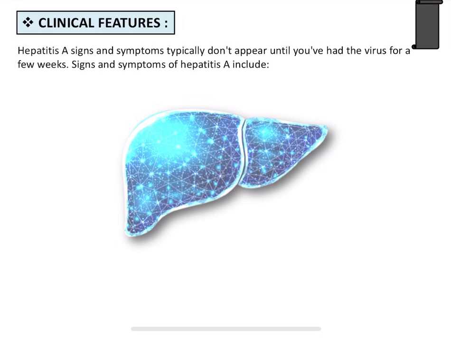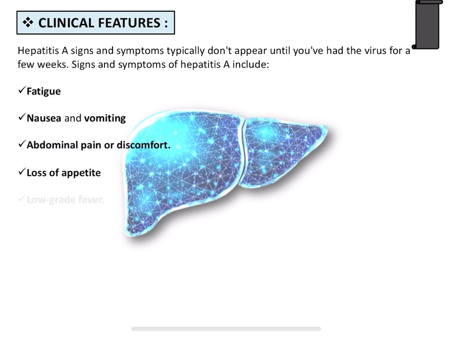What are the clinical features of hepatitis A? The signs and symptoms typically don't appear until you have had the virus for at least a few weeks. They include fatigue, nausea and vomiting, abdominal pain and discomfort, loss of appetite, low grade fever, and dark urine. Since the liver is not functioning properly, bilirubin is excreted by the kidneys, resulting in dark urine.